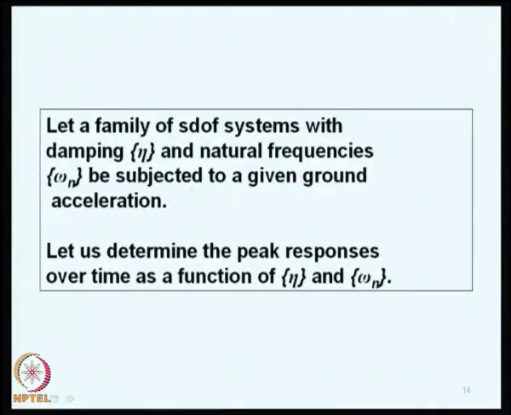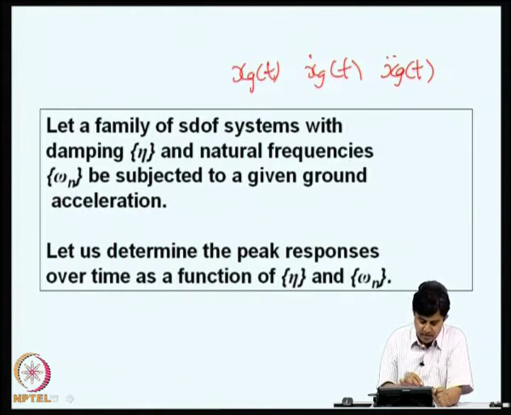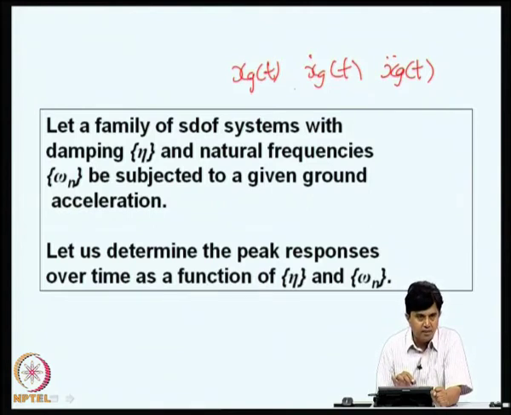Now, what we do is we are given an earthquake support displacement, associated velocity and associated acceleration. We will consider that this ground motion acts on a family of single degree of freedom systems with damping eta 1, eta 2, eta 3, eta n, etc., and natural frequency omega n. So, we consider a family of single degree of freedom systems with different natural frequencies and damping. We will subject each of these single degree of freedom systems to this ground motion and find out the maximum value of response for each one of the oscillators.